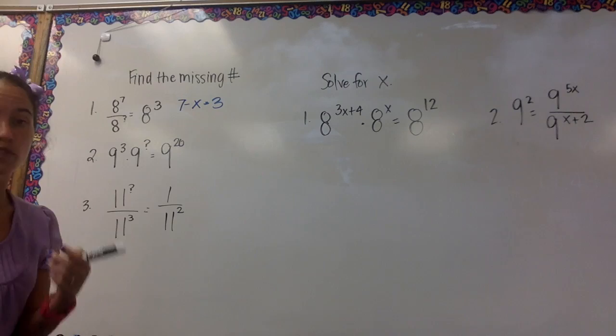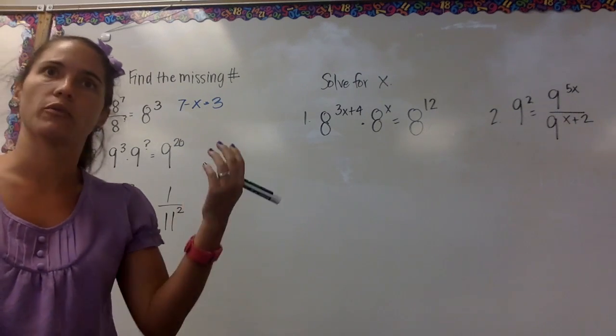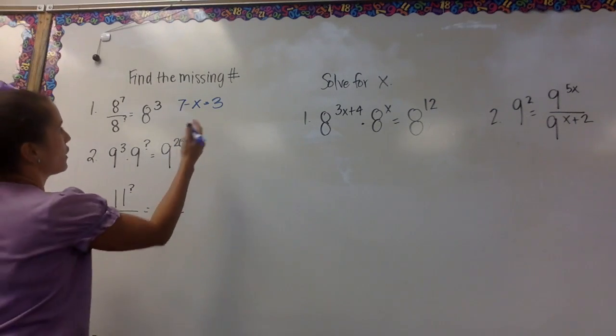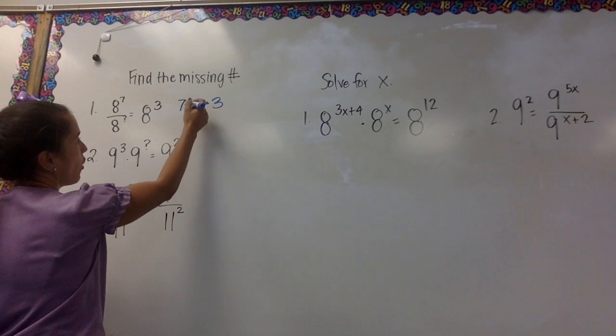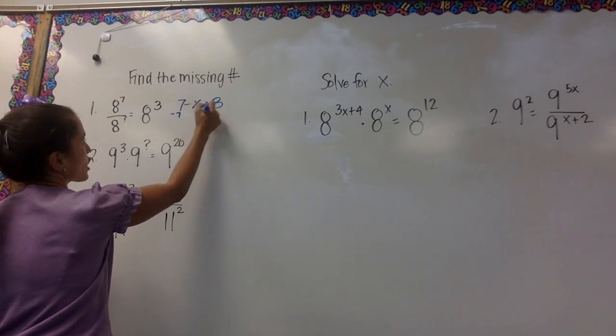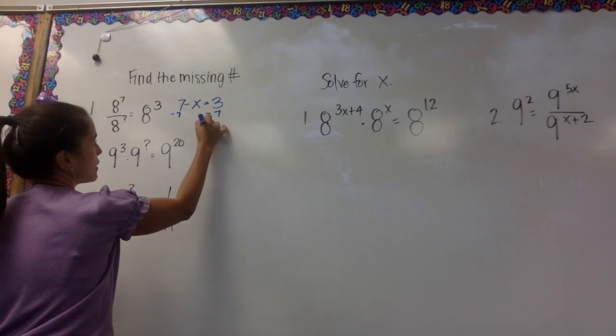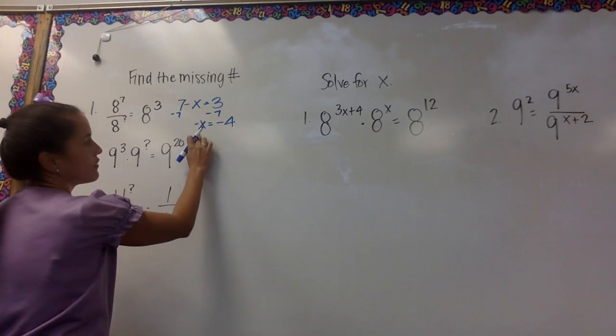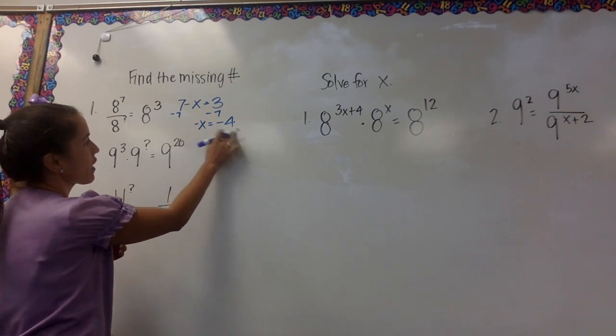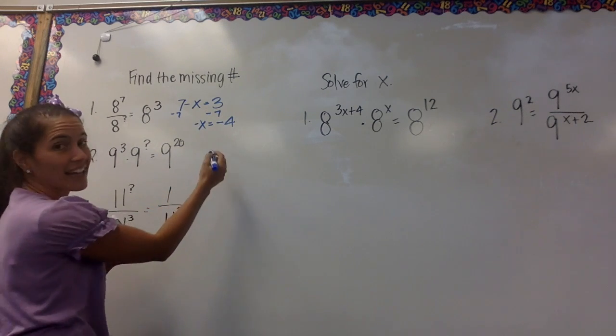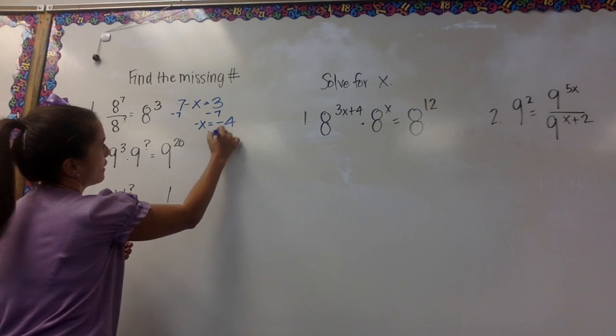Now, you might want to just use mental math. 7 minus x equals 3. Well, what does that have to be? And you can see that x is going to equal 4. Or you could subtract 7 on both sides. Negative x equals negative 4, and then you're going to divide both sides by negative 1, and x equals 4.